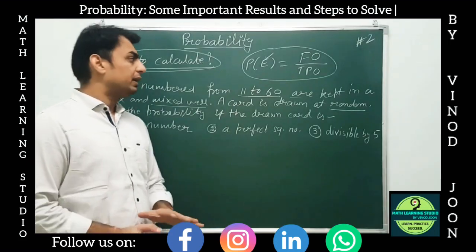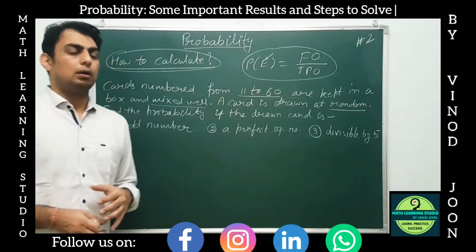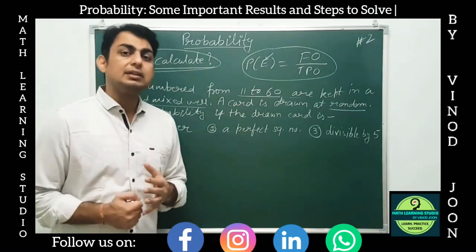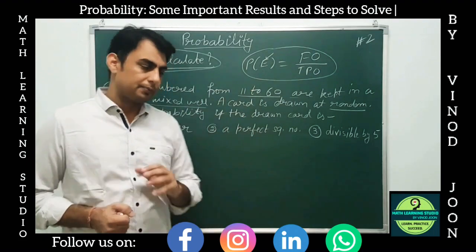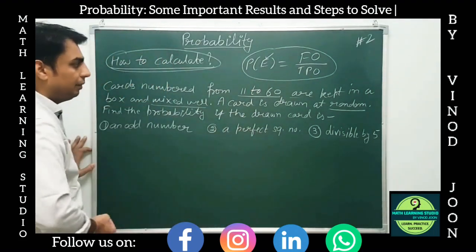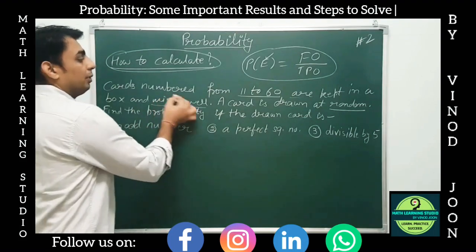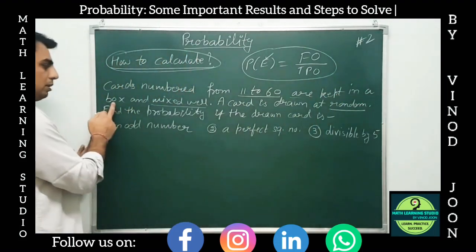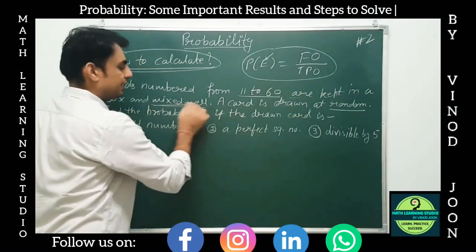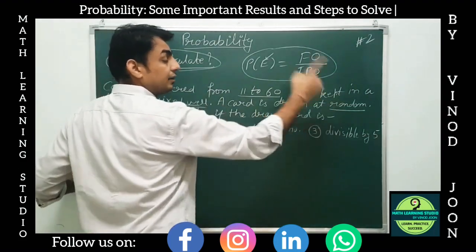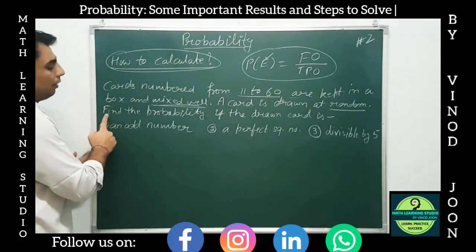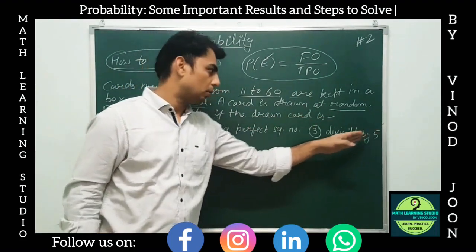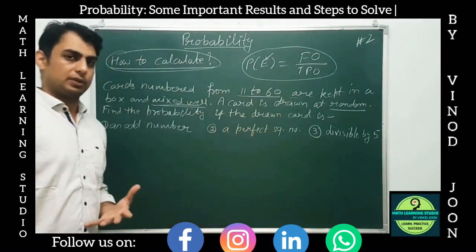Okay, now we will take an example to understand how we find the total possible outcomes, how to prepare a sample space before that, and then depending on the events given, how we calculate the favorable outcomes. All right. So here's an example. The question says: cards numbered from 11 to 60 are kept in a box and mixed well. Okay, this is important, mixed well. A card is drawn at random. Find the probability if the drawn card is, now these 3 are the given events to us.